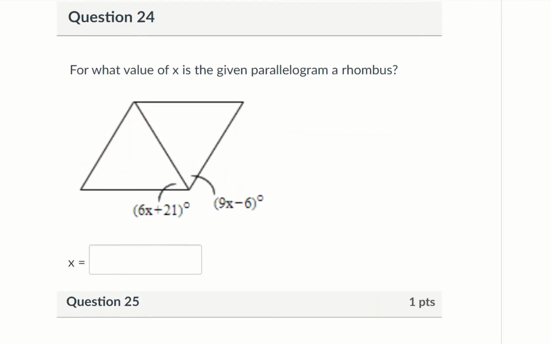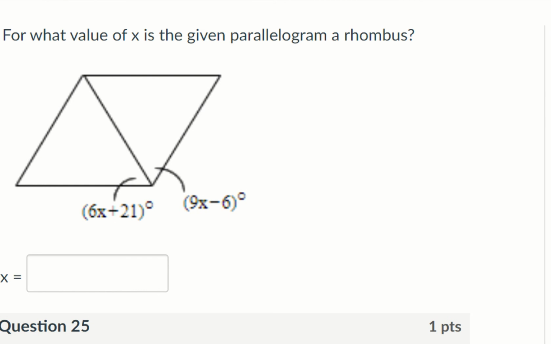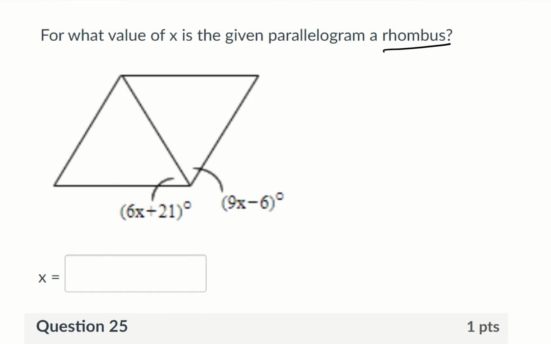All right, for what value of z or x is the given parallelogram a rhombus? So now we're looking at rhombuses. Now in a rhombus, the diagonal here cuts the angle in half. So that means that the diagonals serve as angle bisectors. So this angle is the same as this angle. So we can set those two equal to each other.